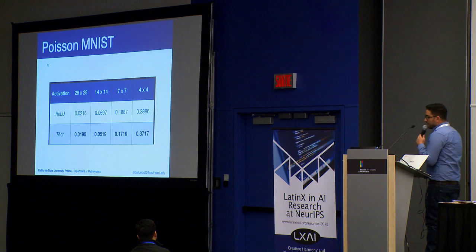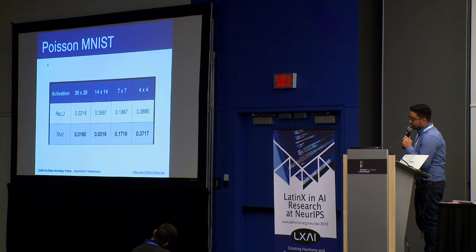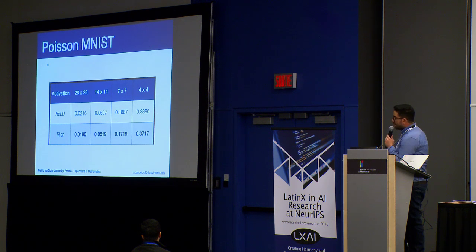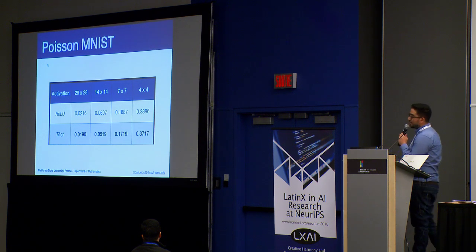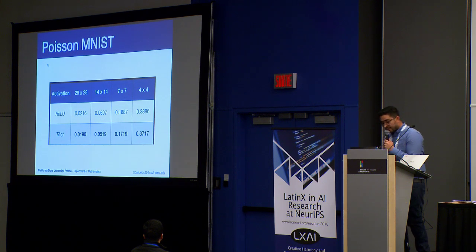So they classified these images, and not surprisingly, on the 28 by 28 with Poisson noise, TACT does better, but it also does better for 14 by 14, 7 by 7, and 4 by 4 images. But the problem gets harder, and that's worth exploring, maybe not with MNIST. That's actually the future direction of this work: providing a Poisson noise version of CIFAR and downsampled CIFAR-10 and CIFAR-100. But we saw initial improvements in this regime.